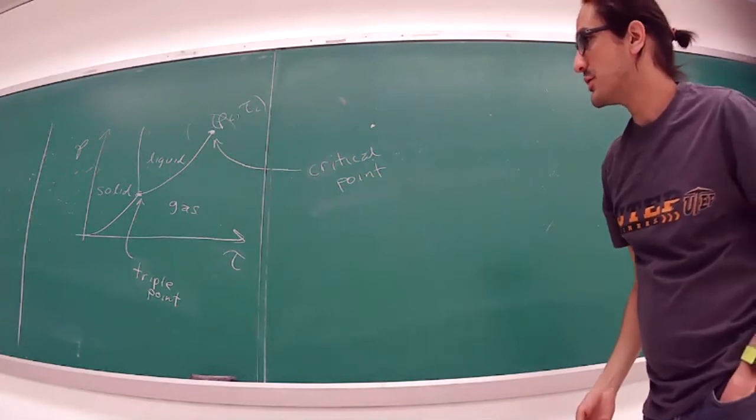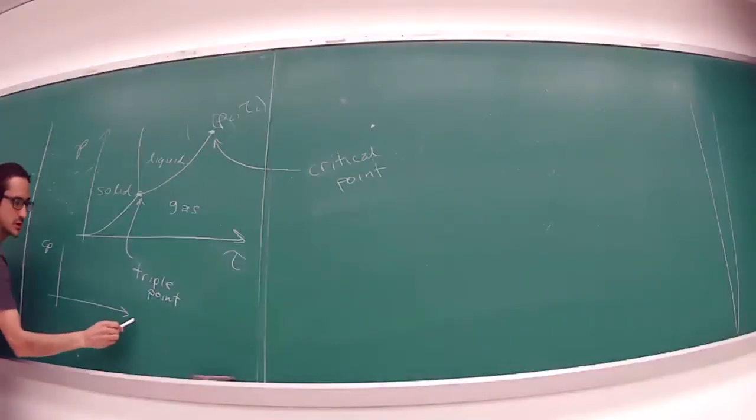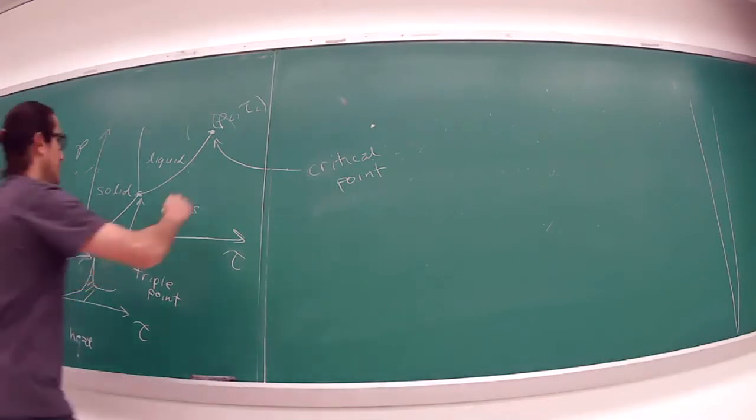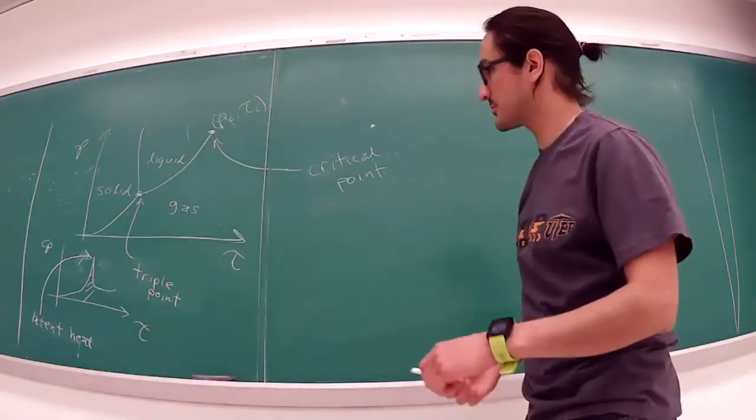One way of looking at these phase transitions experimentally is through the latent heat. If you go from one phase to the other and look at the heat capacity at constant pressure versus temperature, it might look something like this. This is the latent heat. If you go around the critical point, you will never see this latent heat in the heat capacity.